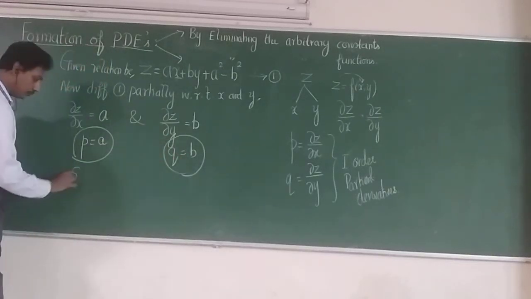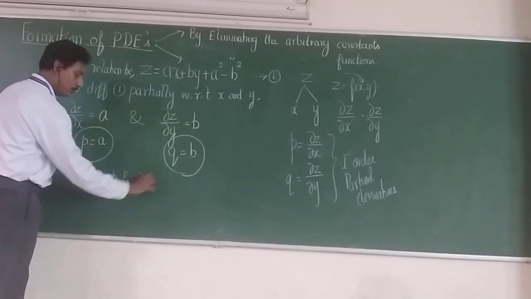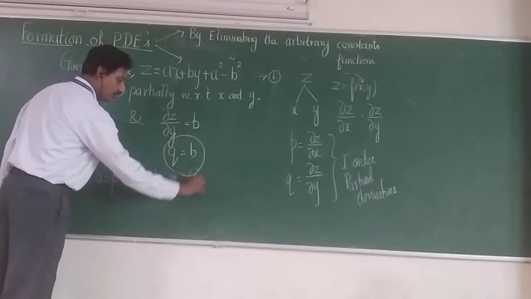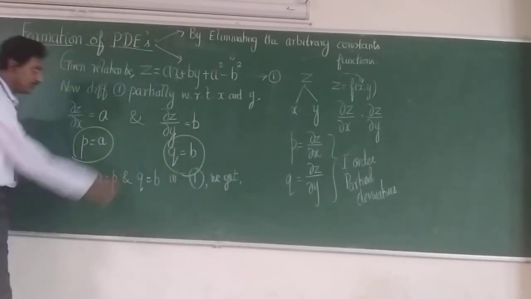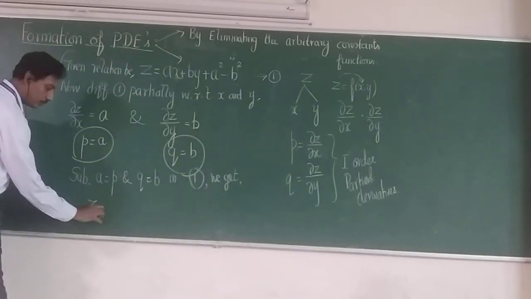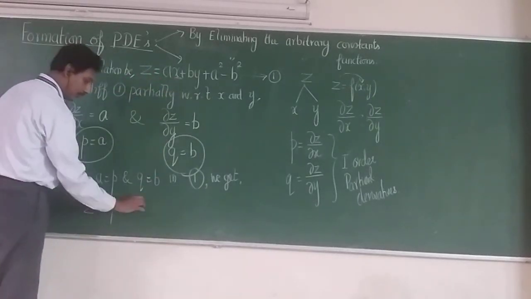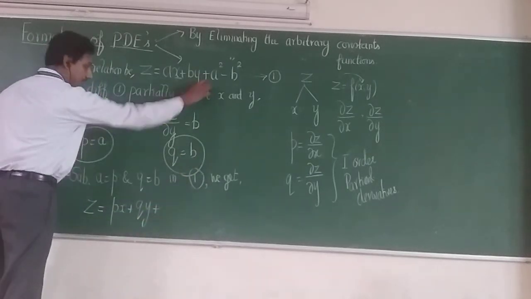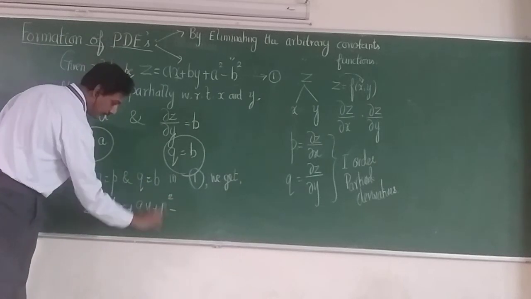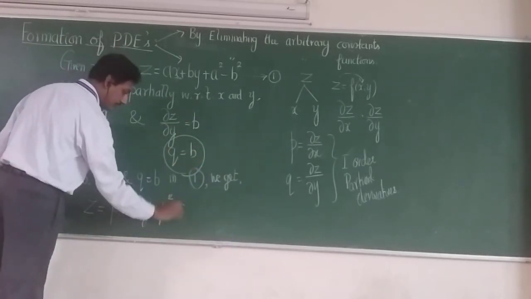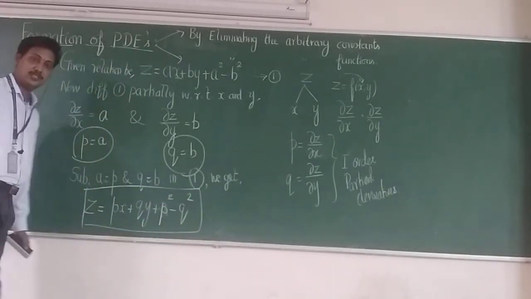Let us substitute a equal to p and b equal to q in the given relation, equation number 1. We will get the required partial differential equation. Let us see that. If I substitute there, we get z is equal to, what is a? a is p. So px. What is b? b is q. So it is qy plus, what is a? a is p. So a squared becomes p squared minus, and b is q. So it is q squared. So this is the required partial differential equation.